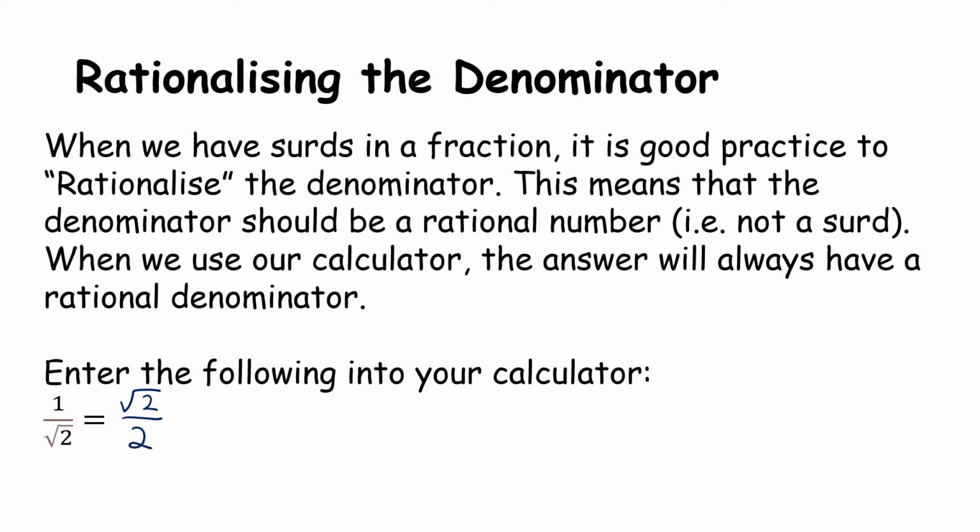And it may look very different, but actually that is the same fraction. They're equivalent. So they don't look the same, but they have the same value. And what the calculator has actually done, it has rationalized the denominator. So instead of writing the denominator as a square root, it is now written as a rational number, which is 2.